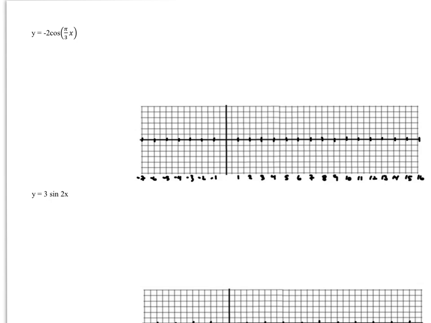Let's continue our 6.4 Day 2 notes with the final two graphing examples. Y equals -2 cosine pi over 3x. Notice in this example we have an A value and a B value. If A equals -2, that means the amplitude is the absolute value, which is 2. And 2 is greater than 1. That means this graph is going to stretch vertically. Also note, because A was originally negative, it's going to reflect over the x-axis.